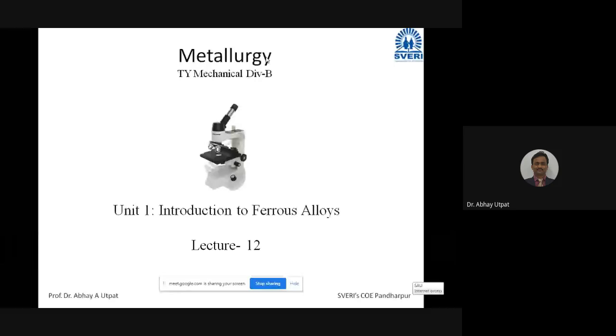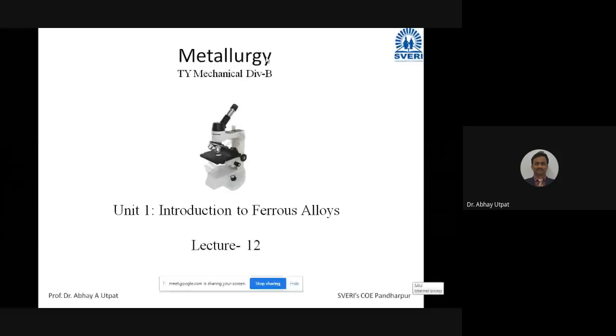Now, in this class, we are going to study white cast iron. In this chapter, we are at the end part. The cast iron part is covered with its classification and how to produce the nodular cast iron from the gray cast iron. That part we have also covered. And in today's class, let us see the next type, that is white cast iron.